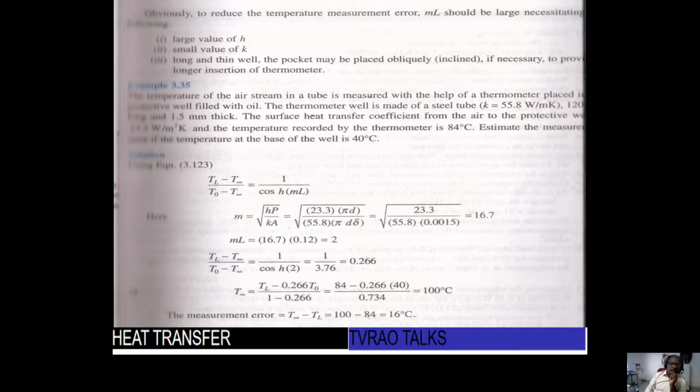So this temperature distribution is equal to 1 by cosh mL. It means that the error is a function of mL. Since m equals square root of hP by kA, it is a function of the value of h. It is a function of the value of k.